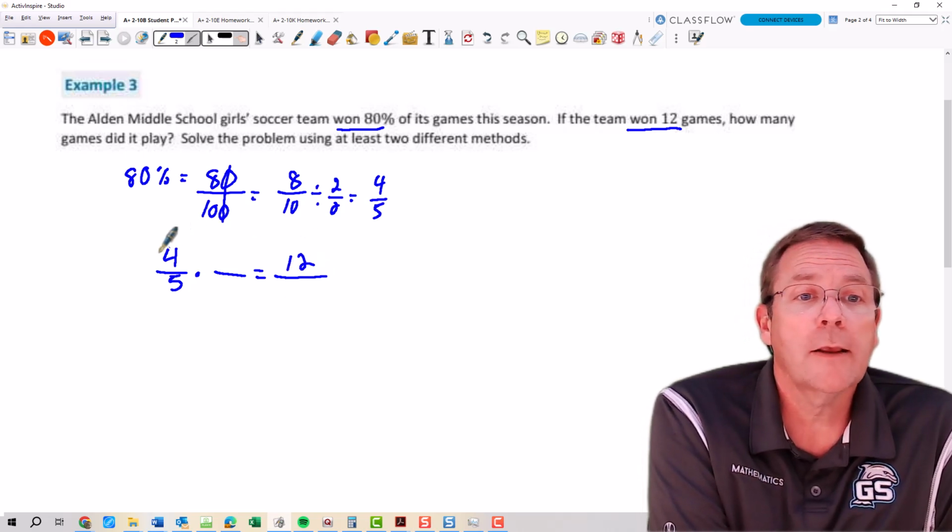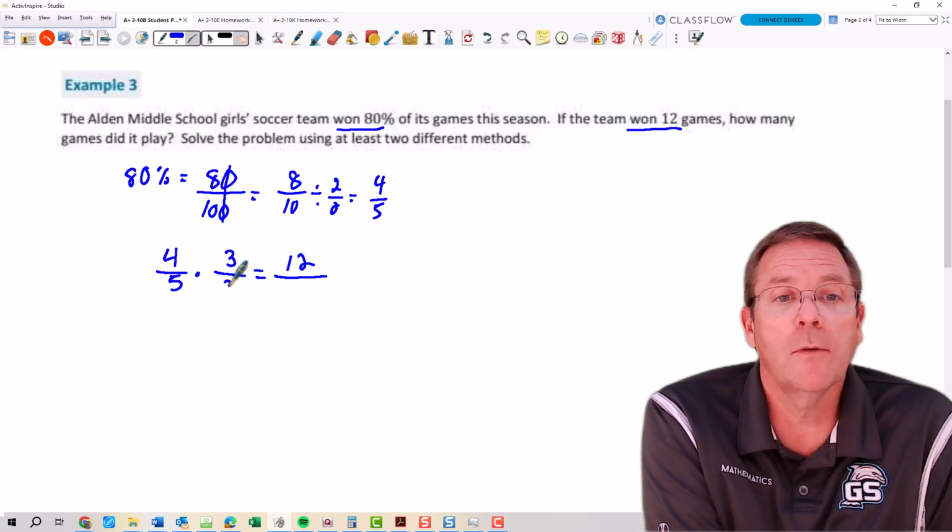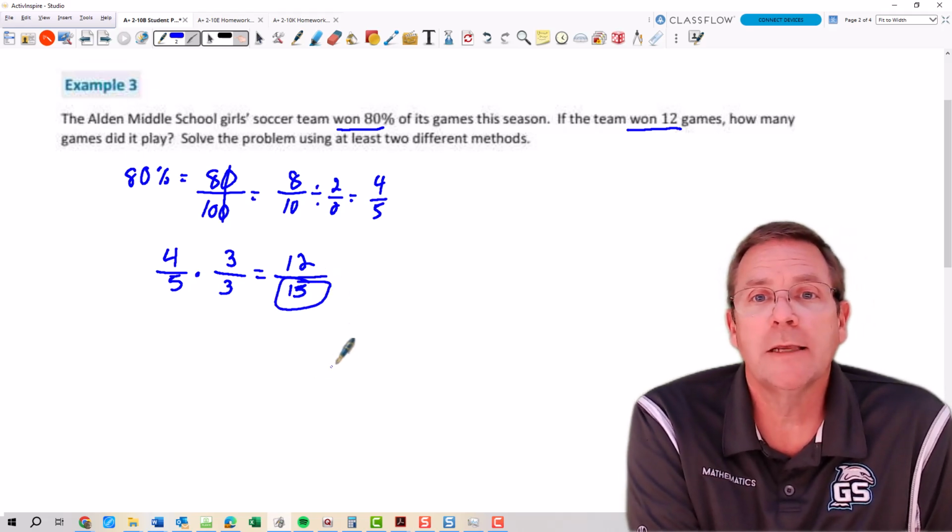12. And then I can say 4 goes into 12 3 times. If I do it on the top, I have to do it on the bottom. 3 times 5 is going to be 15. So the answer of how many games they played is going to be 15.